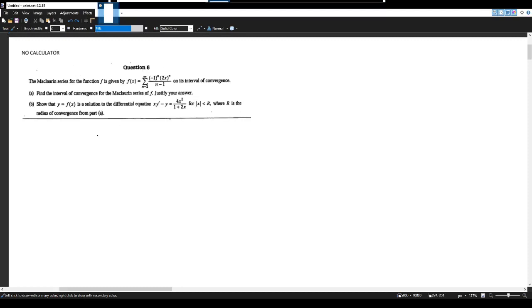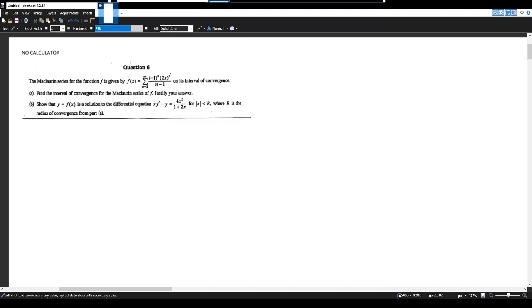Alright, so this one is an AP Calculus BC question that was on my homework. The Maclaurin series for the function f is given by f of x equals all this stuff on its interval of convergence. No calculator test, by the way. So find the interval of convergence for this thing, justify your answer, and then show that y equals f of x is the solution to the differential equation. Okay, whatever. Let's focus on this first one. Find the interval of convergence.